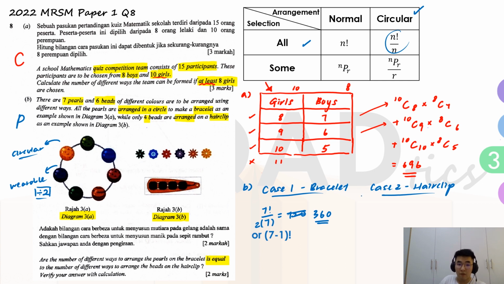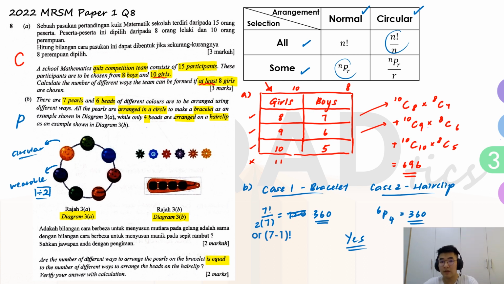Alright, and part B is quite straightforward, because from the 6 beads we need to select 4 of them out to arrange. So it would be the normal case, and selection would be some. So it would be nPr. So it would be 6, we need to choose 4 to arrange. So it would be 360. So these two answers are the same. So the final answer would be yes. Both of the ways to arrange are the same.